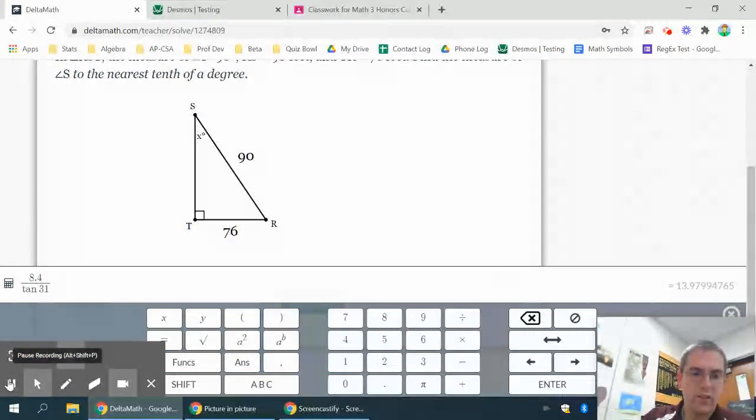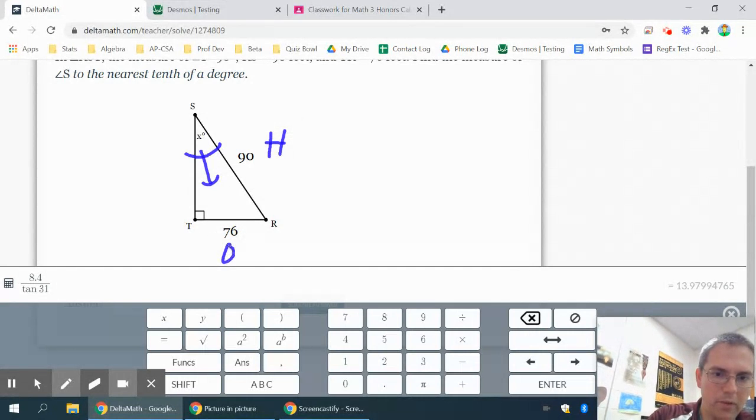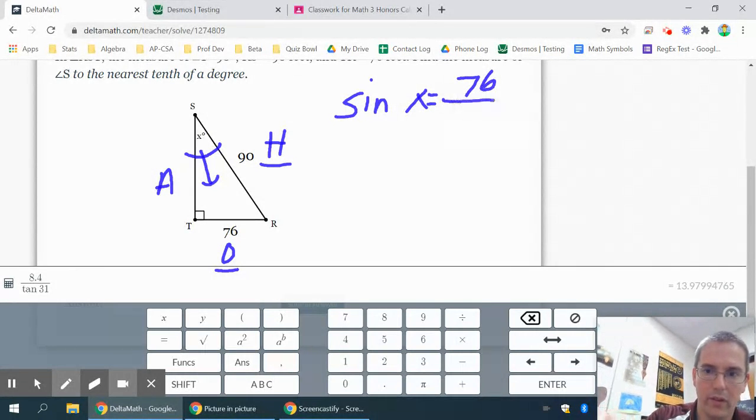And this next section has the ones where I don't know the angle. Still mark the angle, still label this. Across from the right angle is the hypotenuse. Across from the marked angle is opposite. Adjacent is the one next to the marked angle. I need the trig function that is opposite and hypotenuse, so that's sine. So I have sine of x equals opposite over hypotenuse, so 76 over 90.